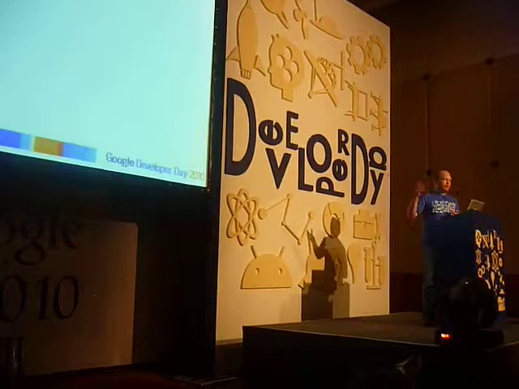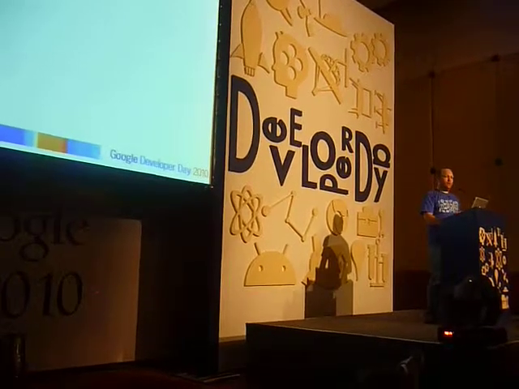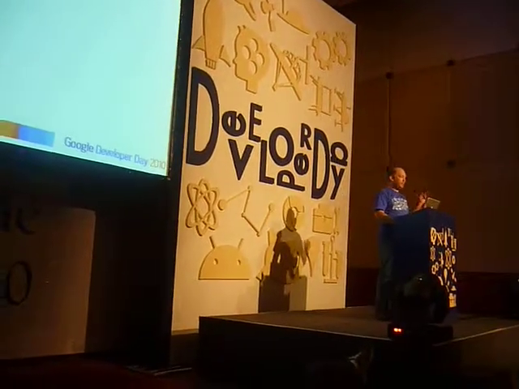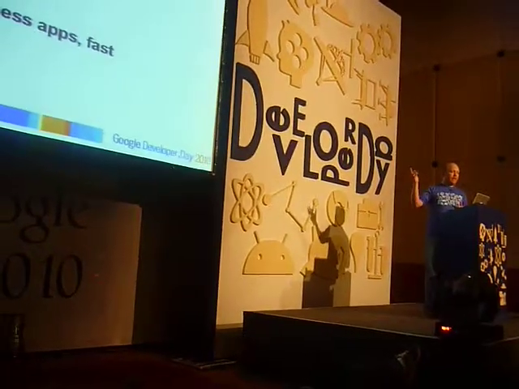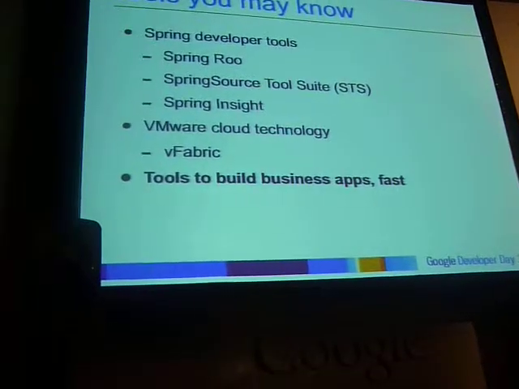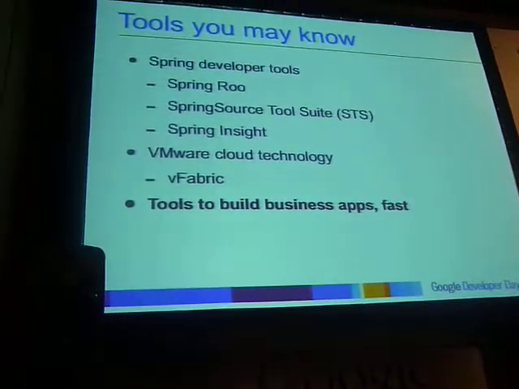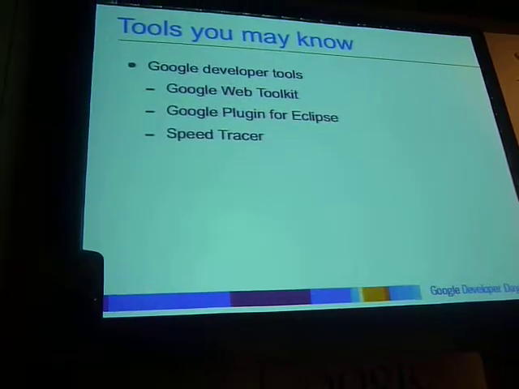Then we noticed that VMware, the parent company of Spring, had a cloud technology called vFabric that allows you to deploy to on-premise environments. And then essentially they had tools to build business apps fast. Okay, so they had the business portion of fast down. Then we looked at what we had. So we have Google Developer Tools.